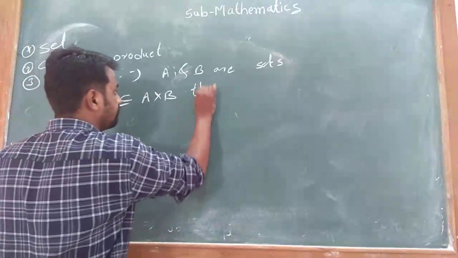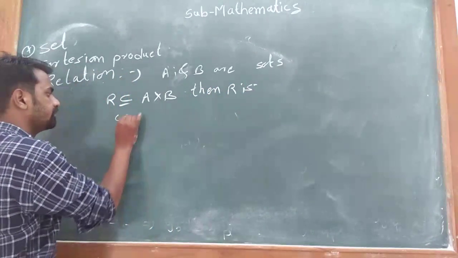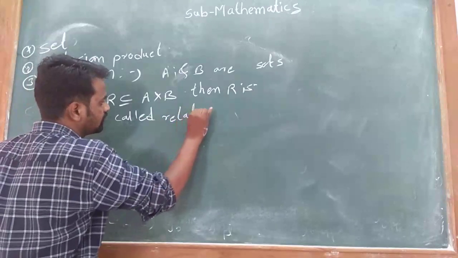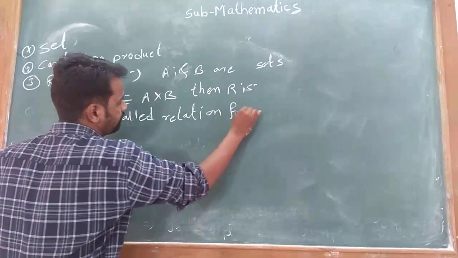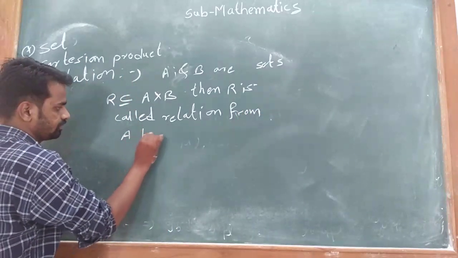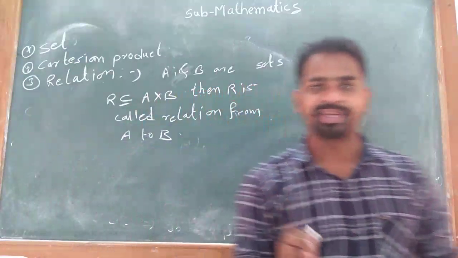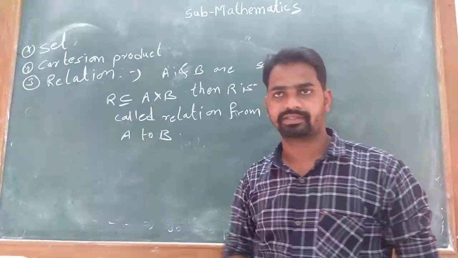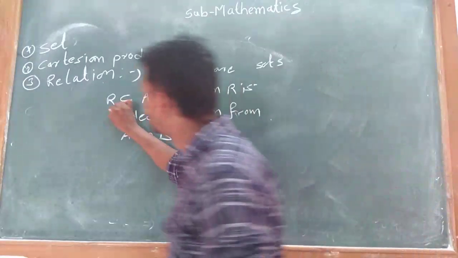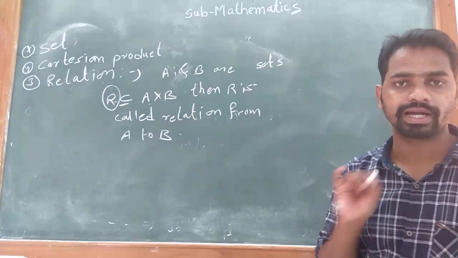Then R is called a relation from A to B. It means that any subset of A cross B is called a relation. Whatever subset of A cross B we take, it forms a relation from A to B. It's called a relation.